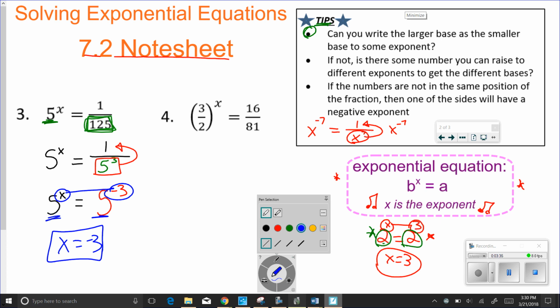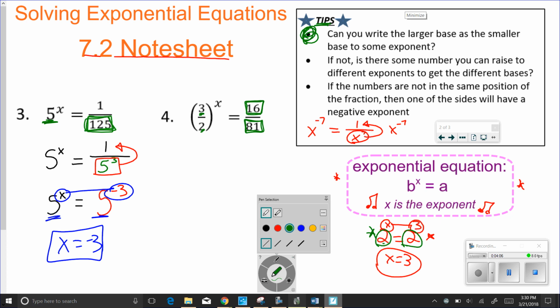Number 4 is a slightly different version of this, where now we have a fraction being raised to the exponent, and that's equaling another fraction. So similar kind of idea, where I'm still going to use this tip. Can I write my larger base as a smaller one? Only thing is now I'm looking at 16. Can I take 16 and rewrite it as 3 or 2 to some power? Can I take 81 and rewrite that as 3 or 2 to some power?